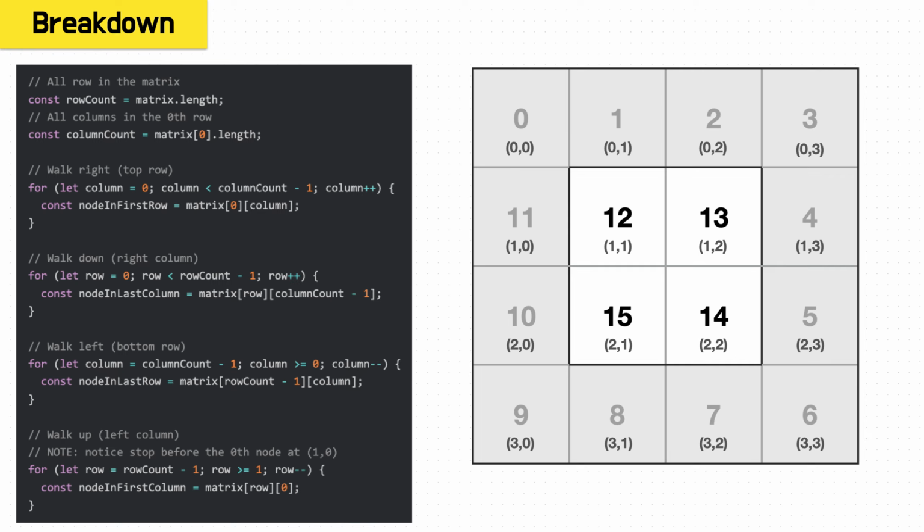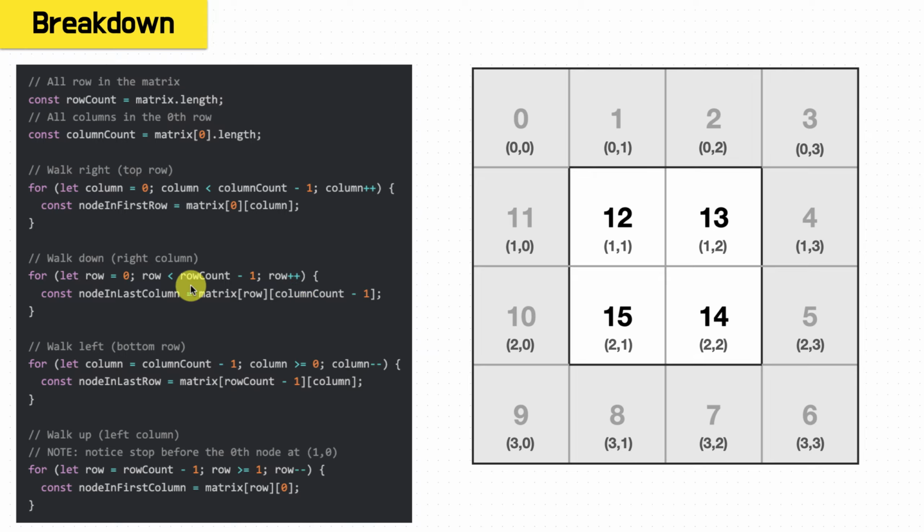So if we translate this to code, to walk the top row, we start at the 0 column and end at the last column, or the column length minus 1. So in each iteration, we keep our row fixed and then just change that column value. Then we walk down the right column. This time we keep our column fixed at the final spot, start our row at 0, and go through the length of the rows.